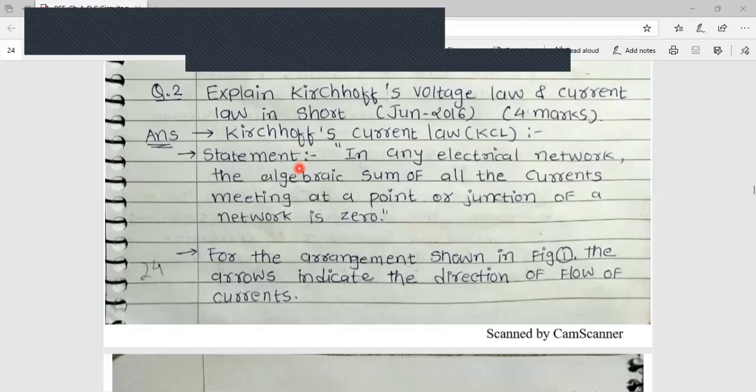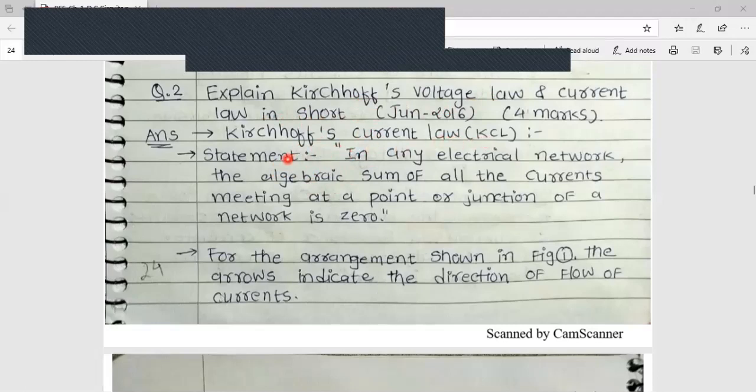Today we will discuss Kirchhoff's voltage law and Kirchhoff's current law. It is a very important law for the solution of any DC circuit. So we will start with Kirchhoff's current law, KCL.